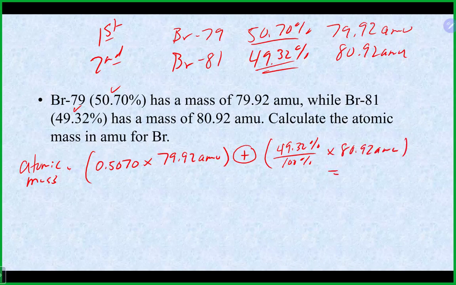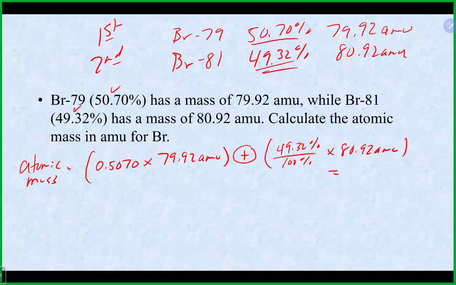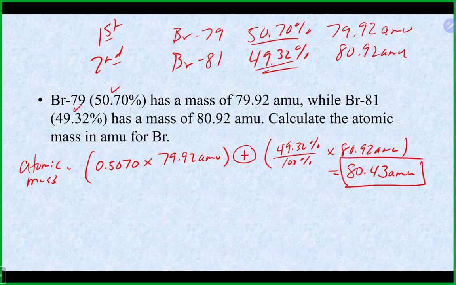And we will end up with, let me grab the calculator, it's like 80.43 here. Based on these numbers, that would be the atomic mass of bromine.